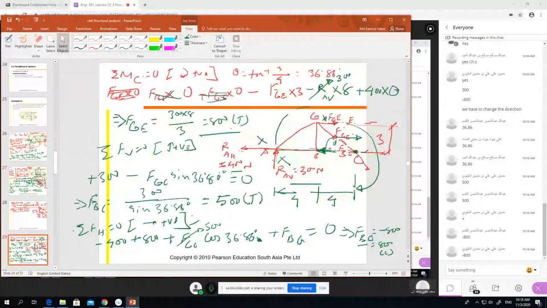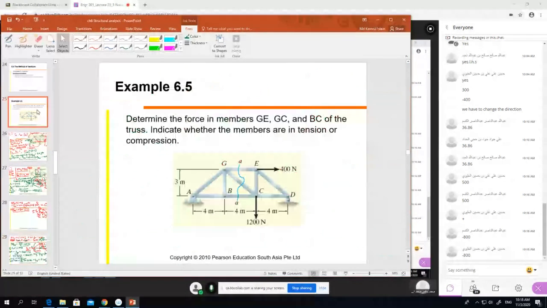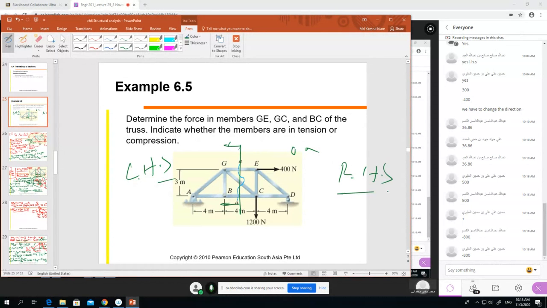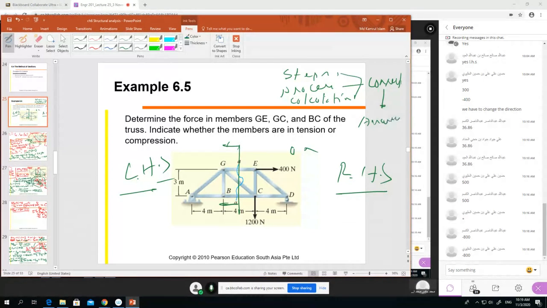So you select the suitable section, and you take the left hand side or the right hand side, it doesn't matter. If your calculation is correct, the result will be the same, right? If your steps are correct, if your process is correct, if your calculation is correct, if these three things are correct, the answer will be correct.